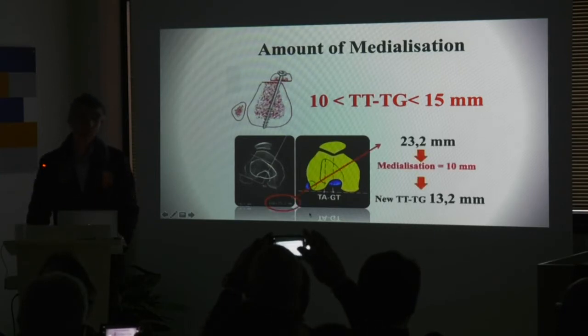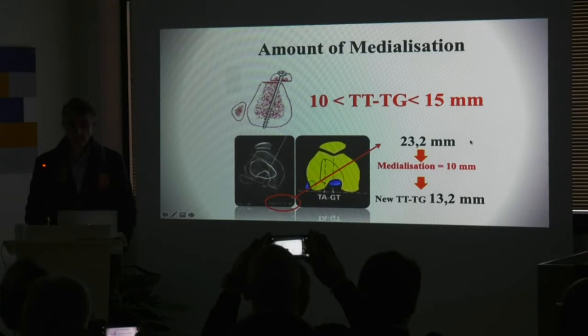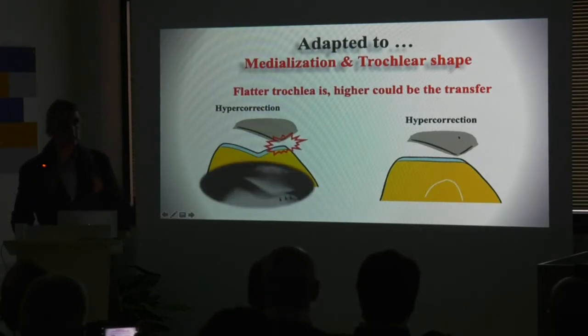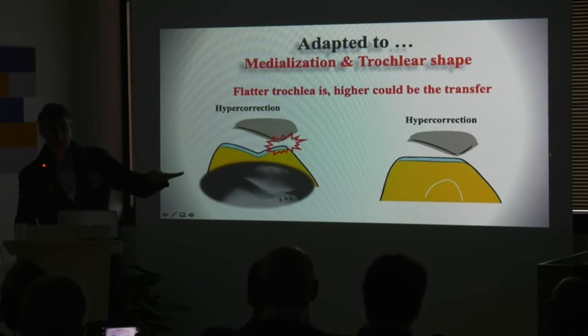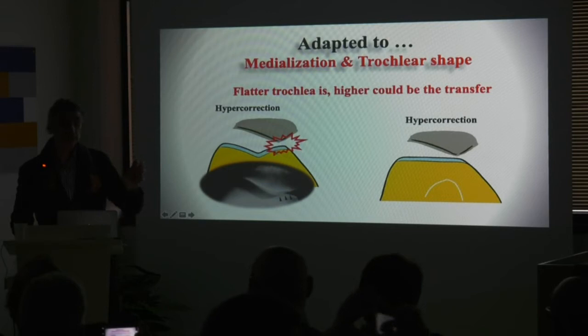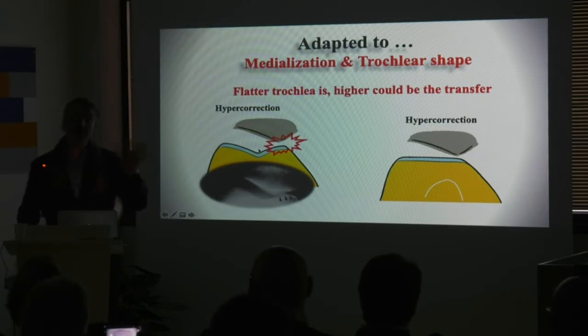So take the value you have on your CT or on your MRI, do the measurement, and correct it with your ruler. Look at the trochlea, because when you do a medialization, and if you have a pretty flat trochlea, you can maybe overcorrect a little bit. But if you have a type A trochlear dysplasia, so a pretty normal trochlea, and you do an overcorrection, you will get an impingement on the medial side. So the amount of medialization could also be correlated to the shape of your trochlea.